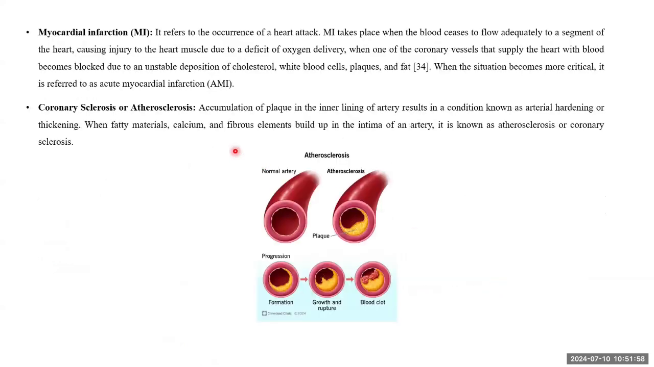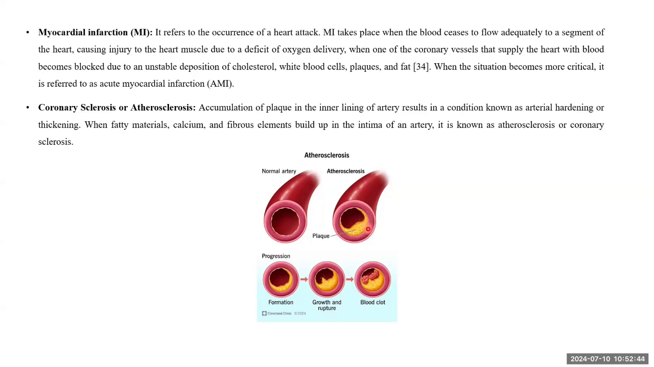The next disease is myocardial infarction. It refers to the occurrence of a heart attack. So MI takes place when the blood ceases to flow adequately to a segment of the heart, which causes injury to the heart muscle due to a deficit of oxygen delivery. So let's talk about what causes the reduced blood flow. This is a normal artery with a normal lumen, I would say normal diameter. Then there is atherosclerosis. Atherosclerosis means deposition of lipid or other substances in the lumen of the blood vessel, which causes narrowing of the blood vessel.